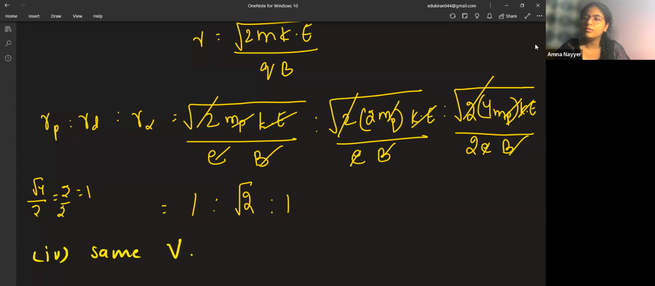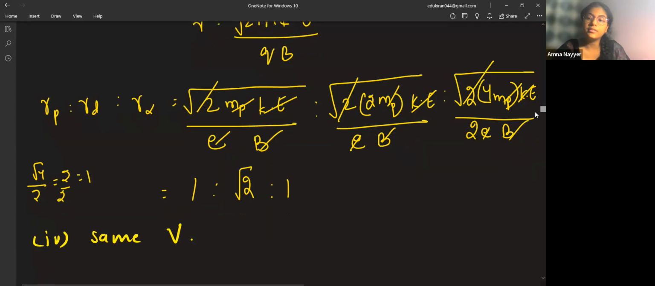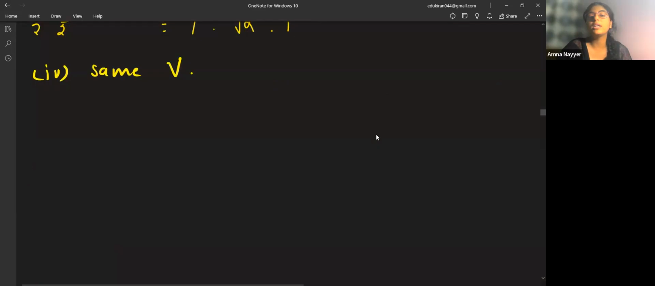One more part is left. Same potential difference? Yes, same potential difference. Now you have to relate potential difference. See, this is a little difficult part. Why is this a little difficult part? Because you do not remember the formula of it.